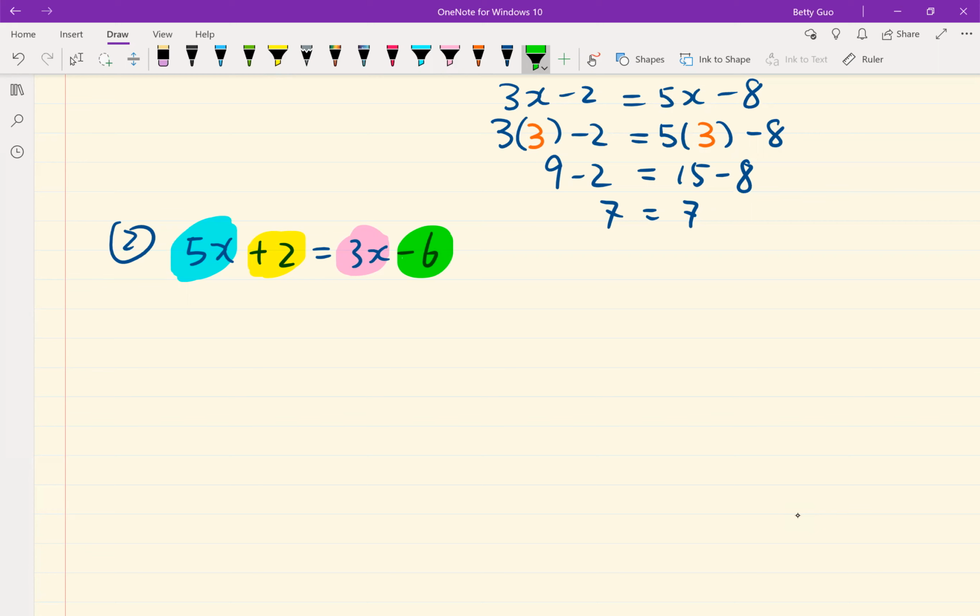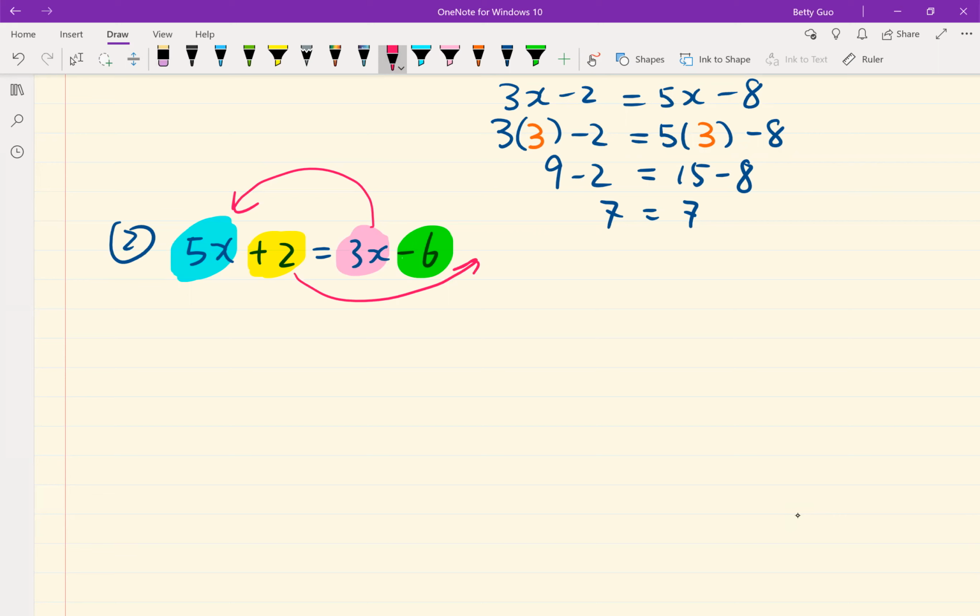We want a pink term on the left. And we want a yellow term on the right. Okay? So we use the transposition of terms.